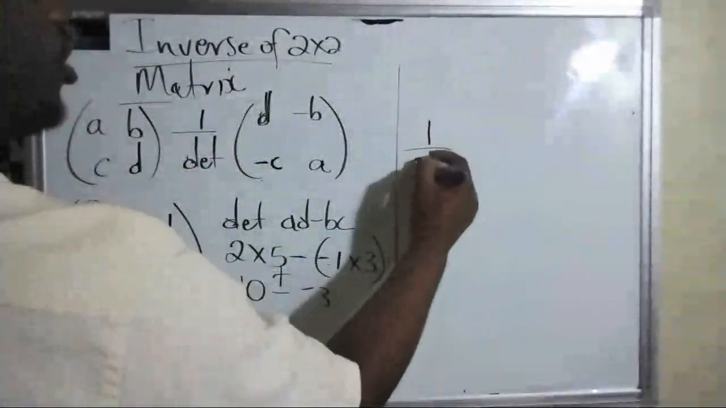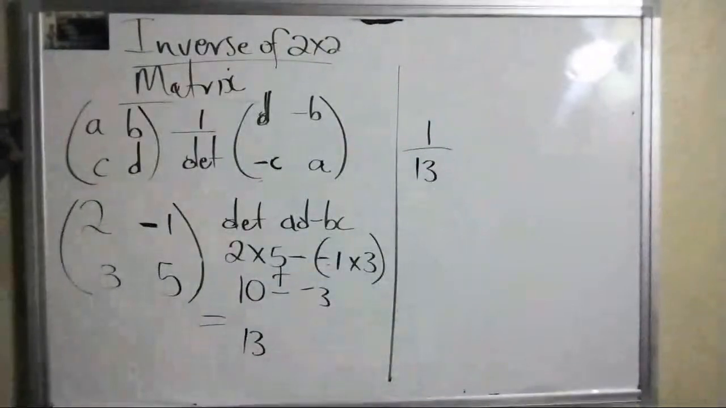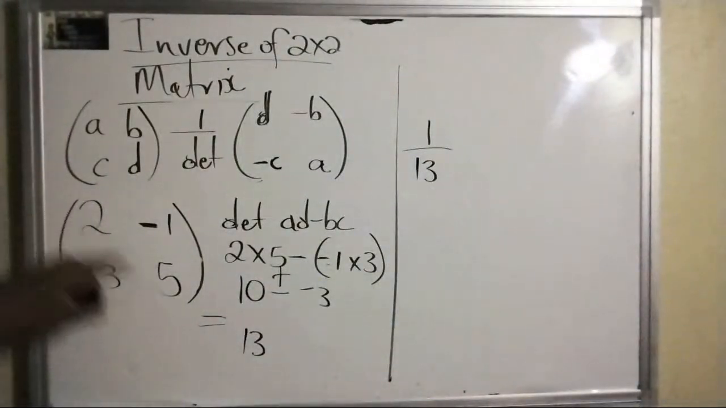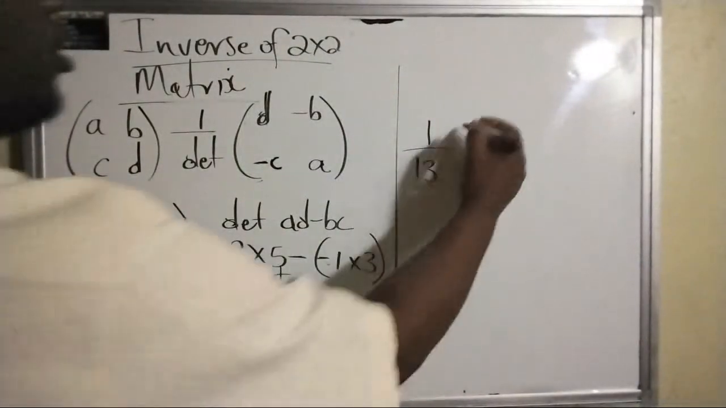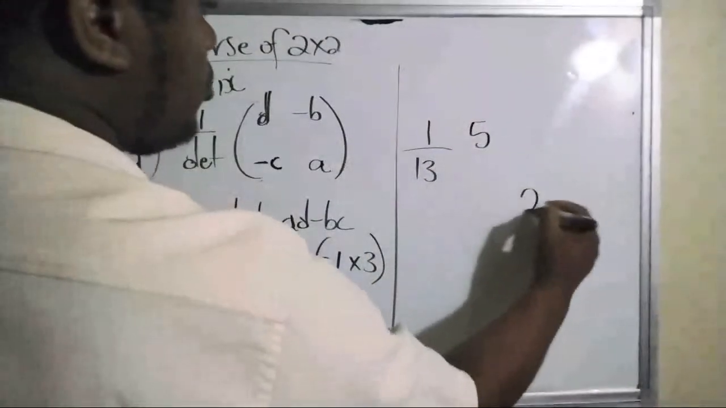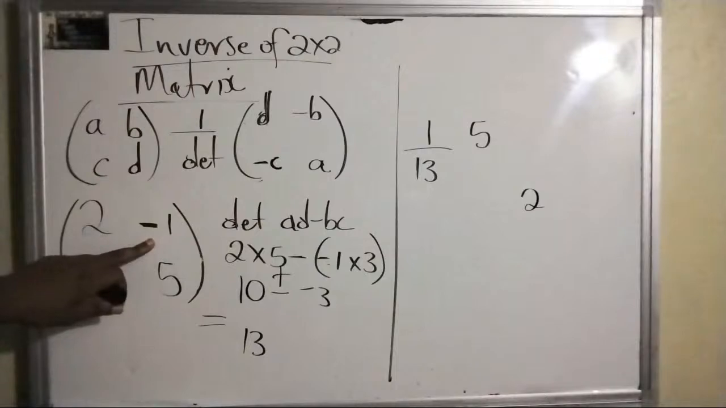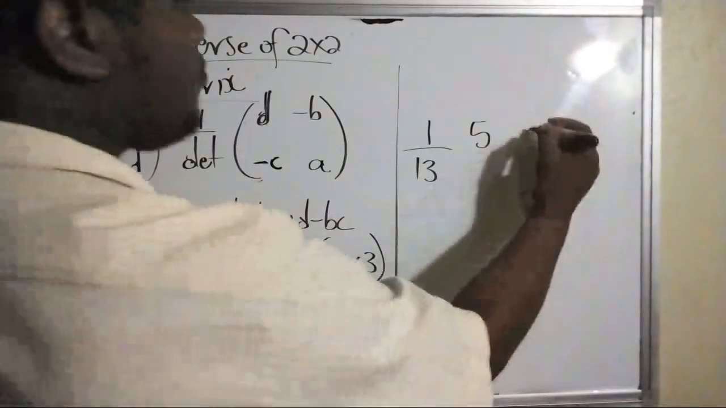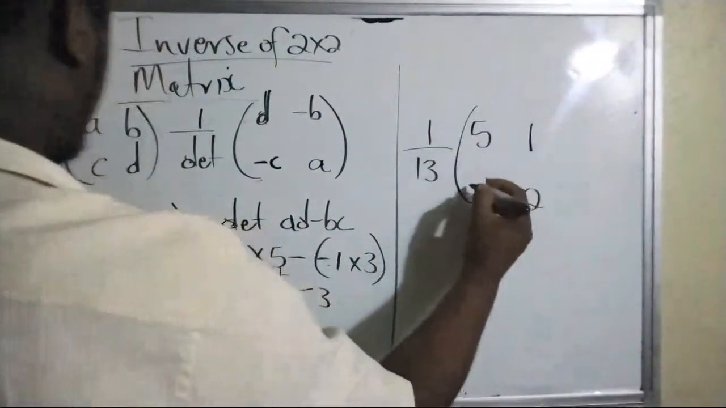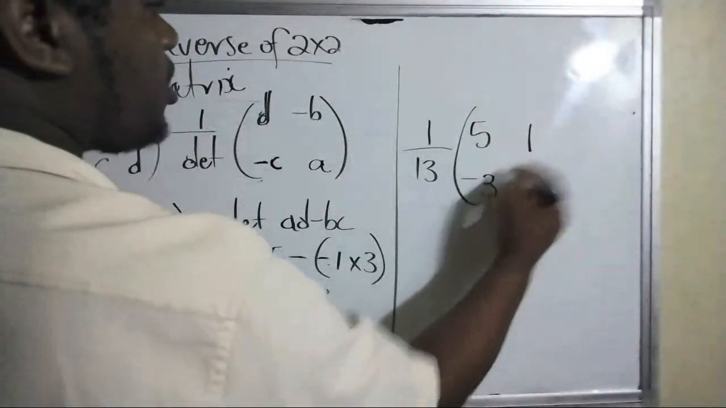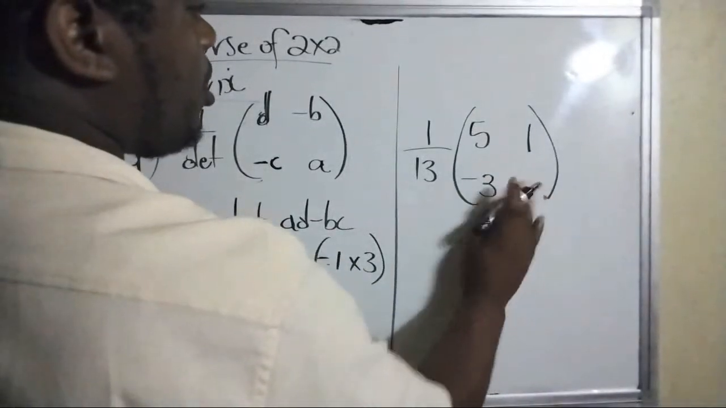So all we have to say is 1 over the determinant, which we got to be 13, and we change the position of the first ones. So we have 5 and 2. See the trick here now? This is a negative 1. Change it to positive. I will change the positive to negative. If you did that, you are awesome.